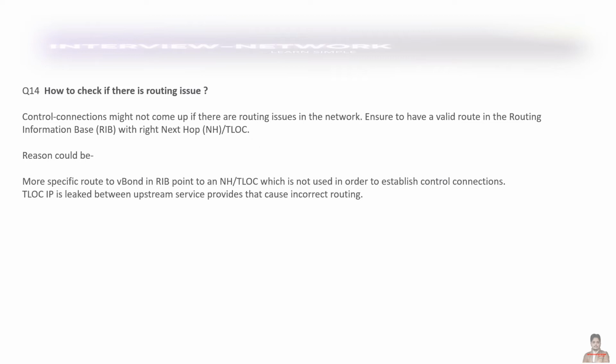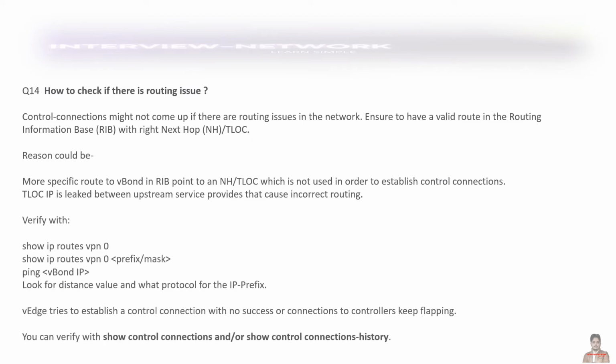That means the route to the vBond already has more specific routes pointing to a next hop, and the next hop IP that is used by you is not what it should be. So that could be one of the reasons for a routing issue. Another is that the TLOC IP is leaked between the upstream service. These are two important reasons why you face a routing issue, and there is a very important command that normally helps you figure out the problem.